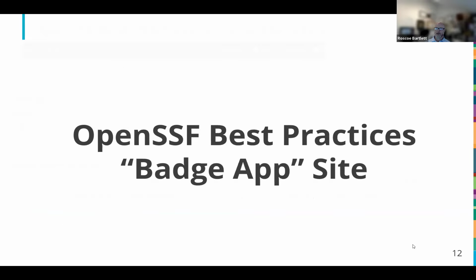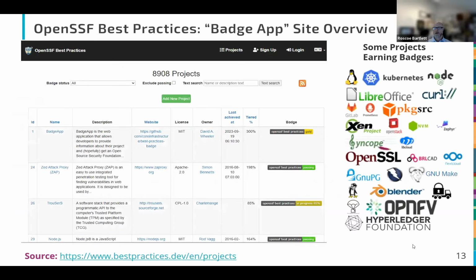Okay, so let's talk about the badge app site, which is one of the better parts of this program. Here's a badge app site snapshot from a few days ago. There are currently 8,900 projects on there. The first one is the badge app itself, created by David Wheeler for this project. So you can use that as kind of a guide for how to follow the practices and fill it in, by the people that actually created this set of practices and the site.